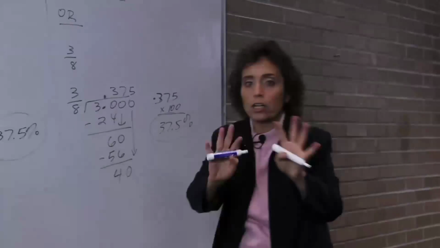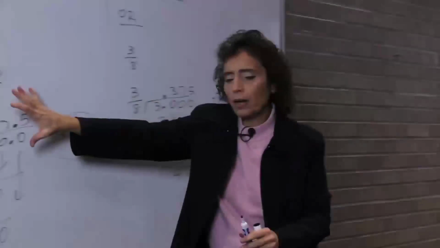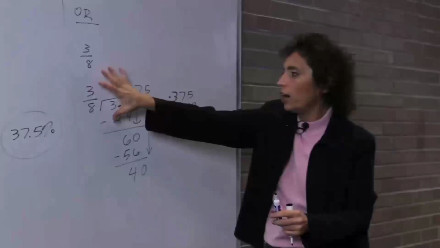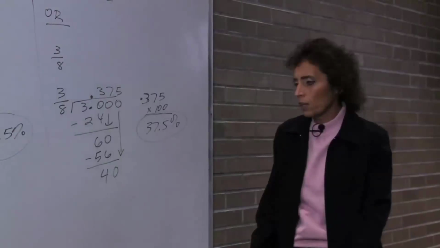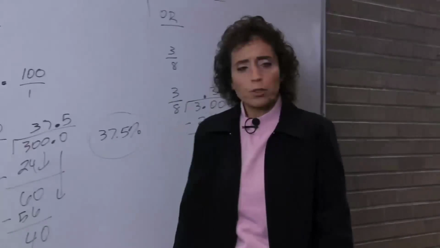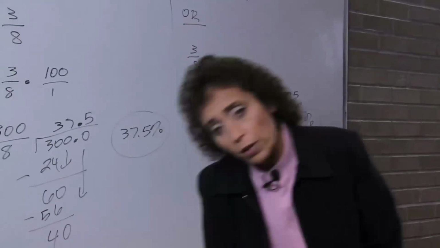Sometimes there's even a third way. I'm not going to go crazy with that. But this way or this way. First multiply by 100 and then divide, or divide first and then multiply by 100. Anything you like better, your choice. Okay. Why don't you try numbers 2 and 3. Don't try 4 yet, but try 2 and 3. And then we'll check your answer.